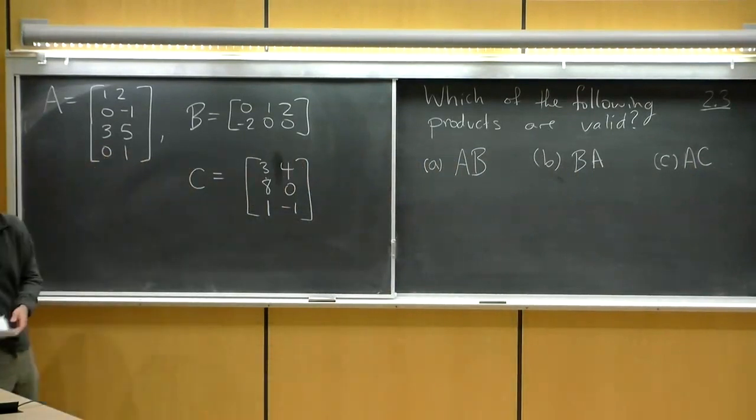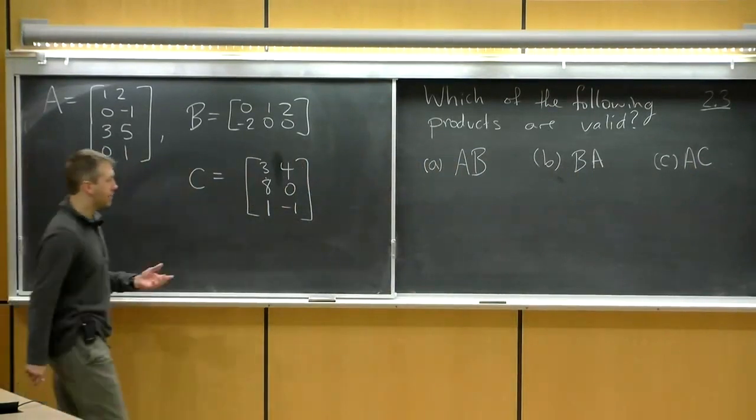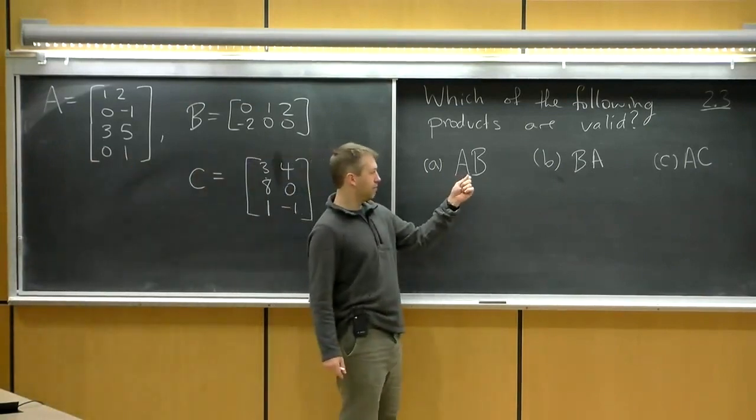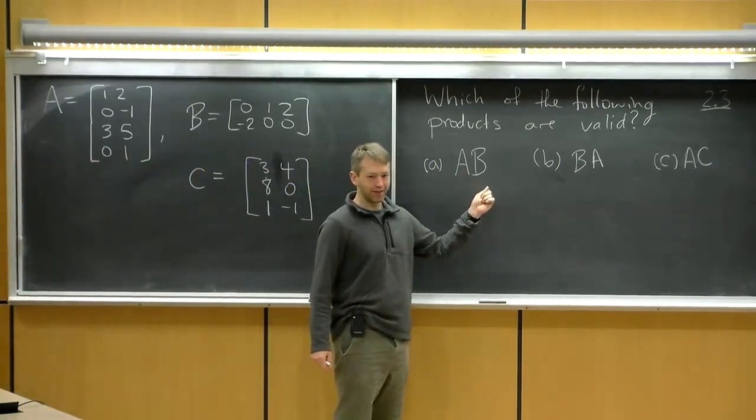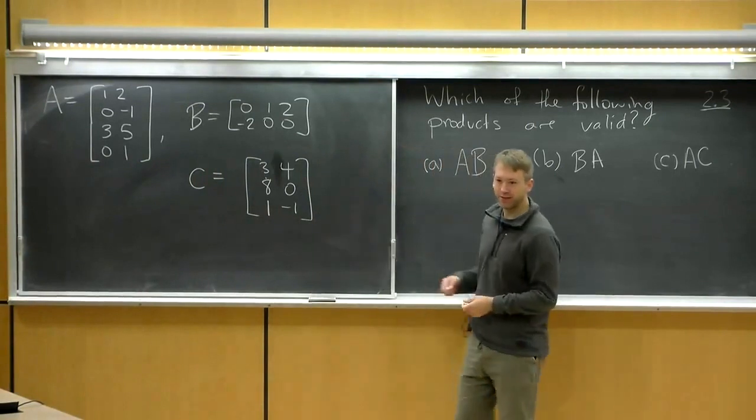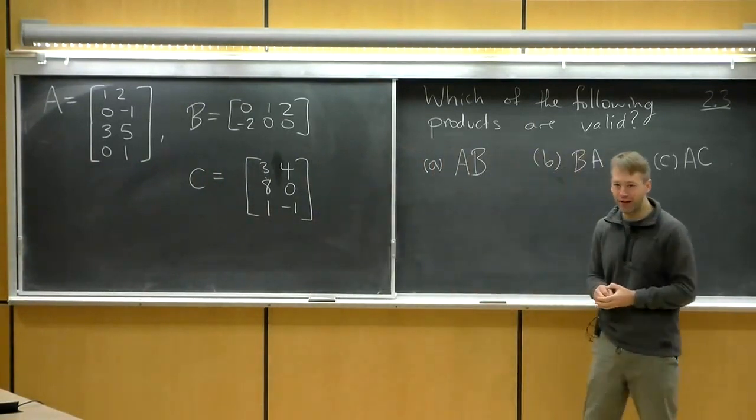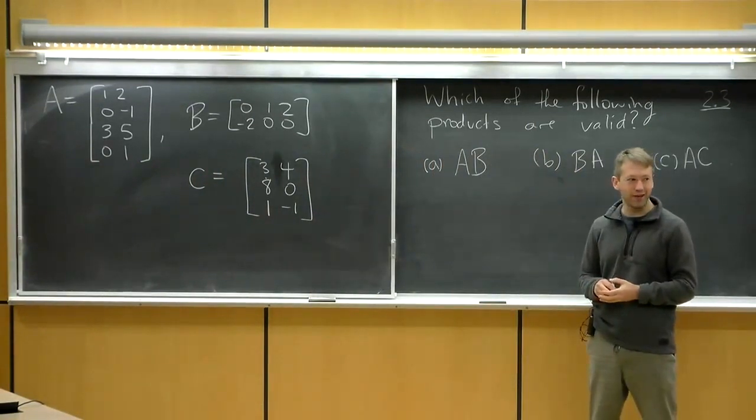Which of these products are valid? So my question is, am I allowed to multiply A times B in this case for these two matrices? So maybe thumbs up, thumbs down. Who thinks we can and who thinks we can't? Pretty kind of 50-50-ish.